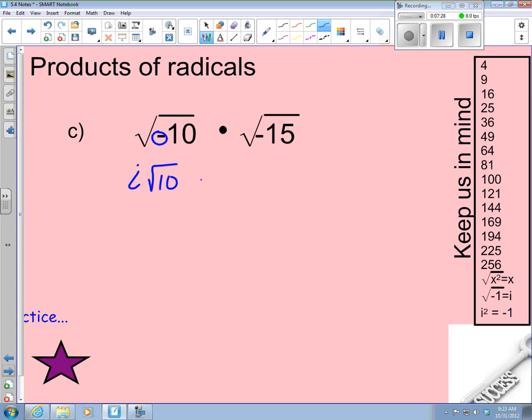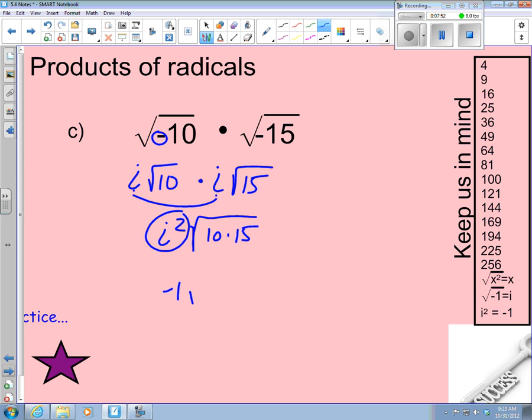i squared is 10 times i squared is 15. Now you can multiply them because we're not going to lose the imaginary unit. i times i here, multiplying the ones on the outside, is i squared. Square roots of, well, that's 10 times 15. Putting it back together. Anyway, we know i squared is equal to negative 1, so this becomes a negative 1 on the outside. Square roots of 10 times 15.